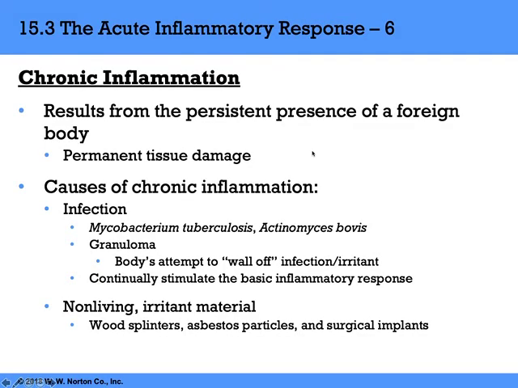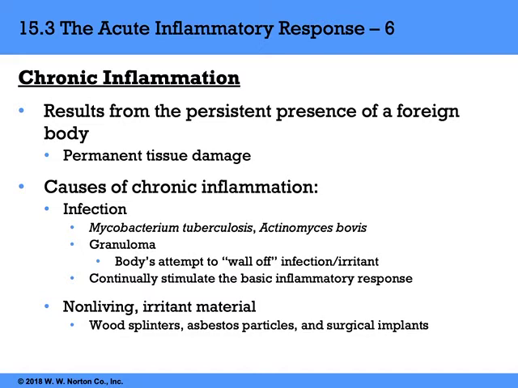Okay, so with chronic inflammation, anytime you see the word chronic, that means over a long period. So it's a degenerative process that takes place over a span of time. Okay, persistence of a foreign entity in the body can cause permanent tissue damage resulting from the inflammation. Examples include infection by Mycobacterium tuberculosis, which is the pathogen that causes TB, or Actinomyces bovis.